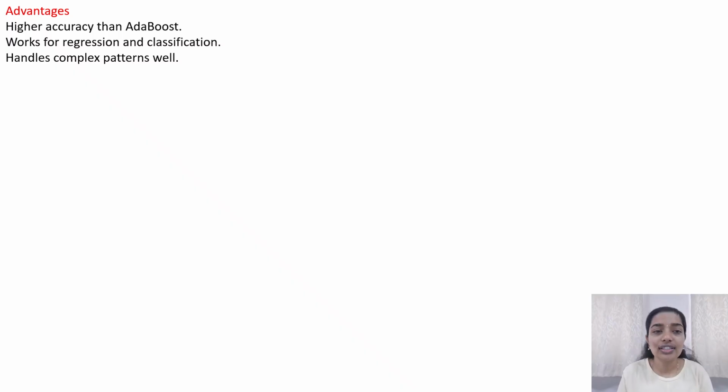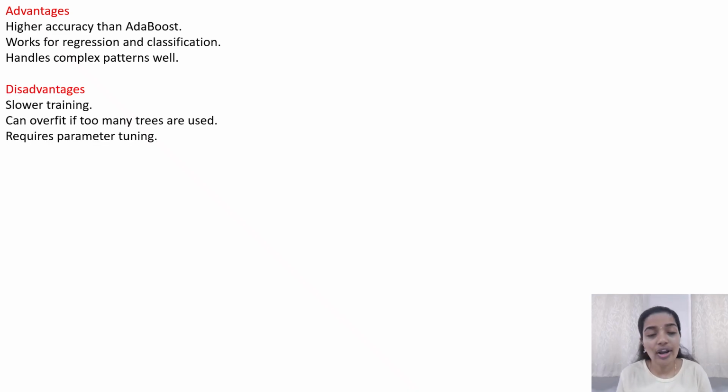So again, this has some advantages. It has higher accuracy as compared to AdaBoost. The main difference is AdaBoost increases the weight of misclassified points, whereas in gradient boosting we don't increase it. We focus on the errors and we try to minimize the errors by a gradient descent method. Then it can work for both classification as well as regression, and it handles patterns well. So if there are few patterns in our data set, we should go for gradient boosting.